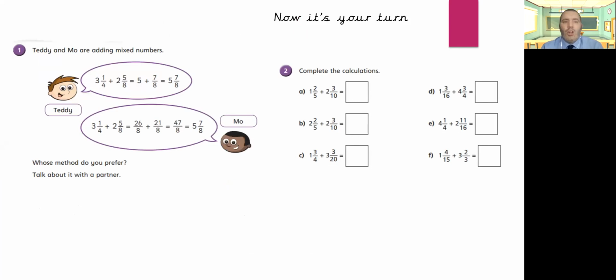Okay, now it's your turn. Teddy and Mo are adding mixed numbers. Which method do you prefer? Talk about it with a partner, or with a Teddy, with your pet, with your sibling, just to explain which one you are happier using.